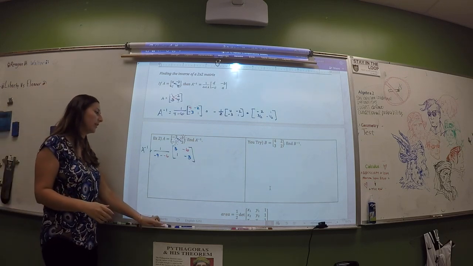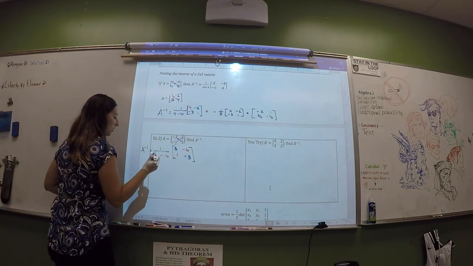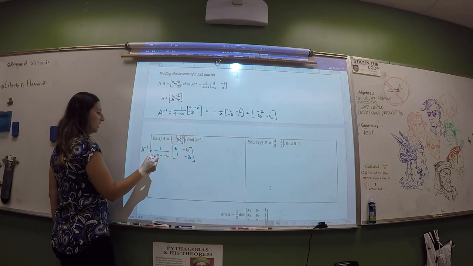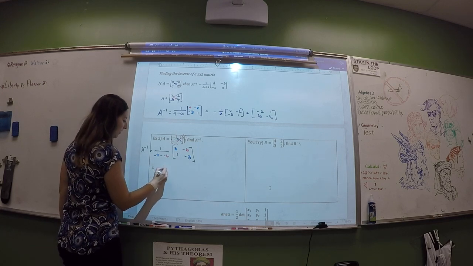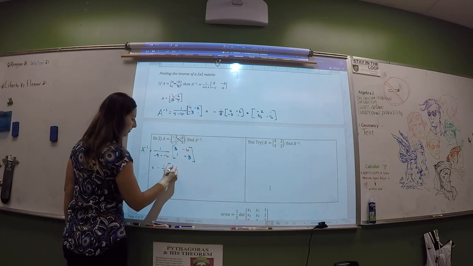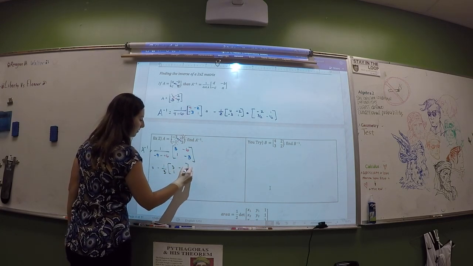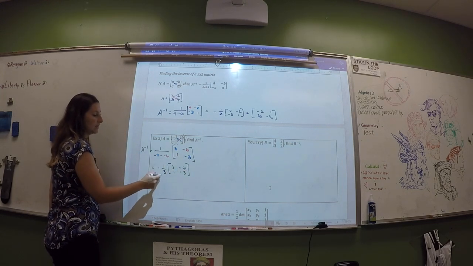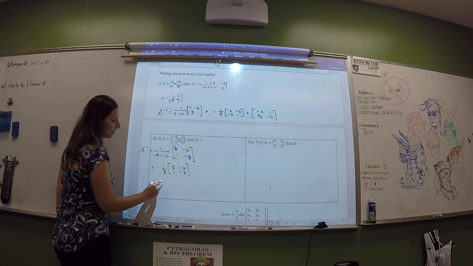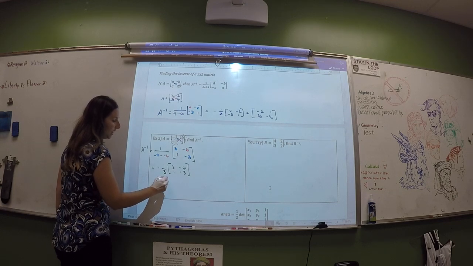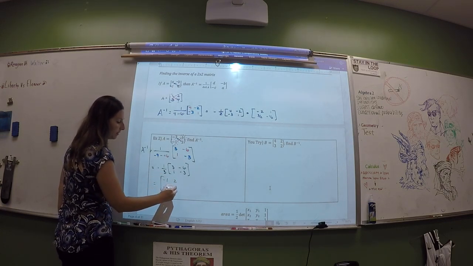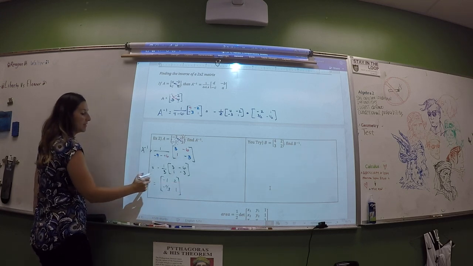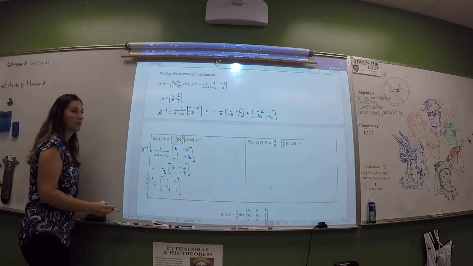Then we work on simplifying. Negative 9 minus negative 6 is like negative 9 plus 6. That's negative 3, so negative 1/3. And then we know that this means to take 1/3 of all the elements in there, so this is going to turn into negative 1, 2, negative 1/3, positive 1. And this is the inverse of A.